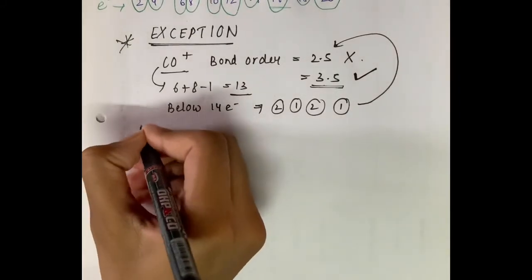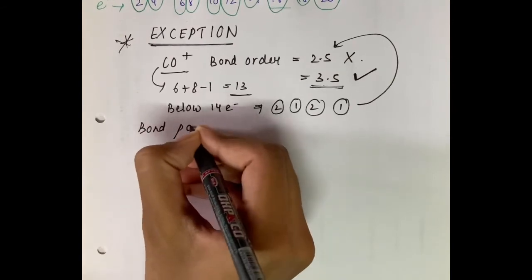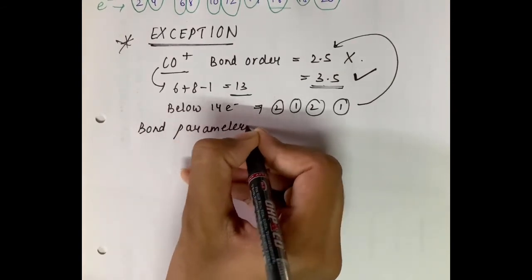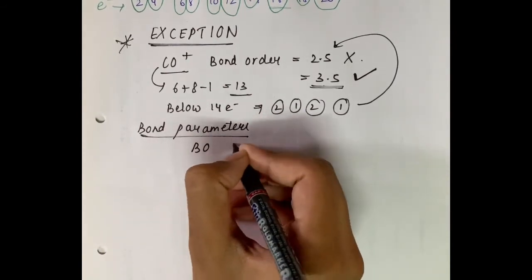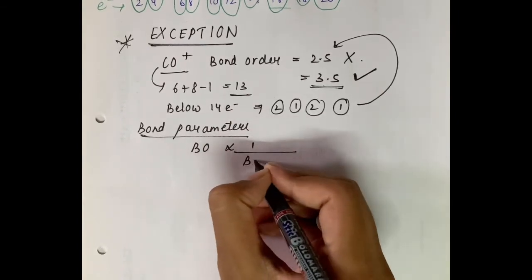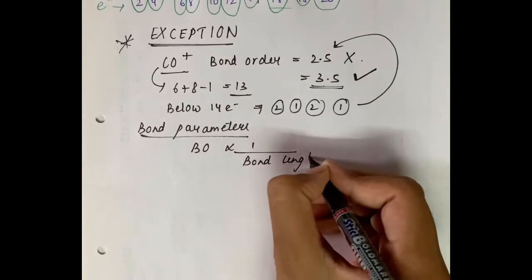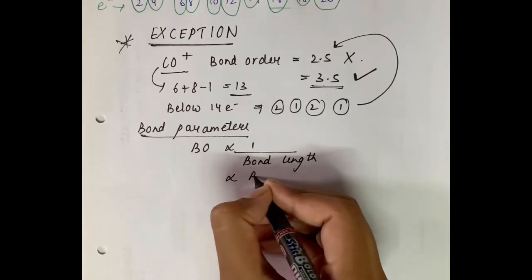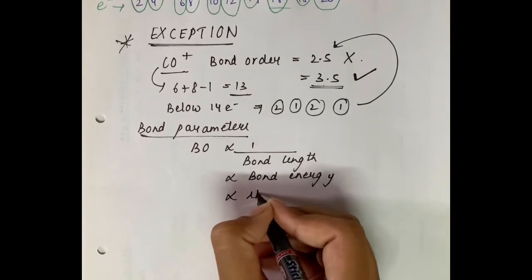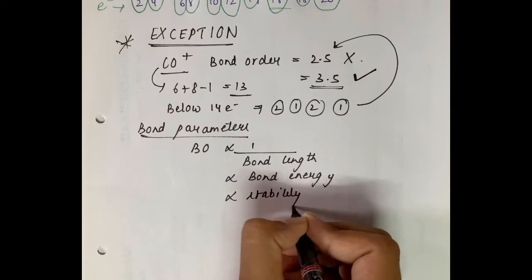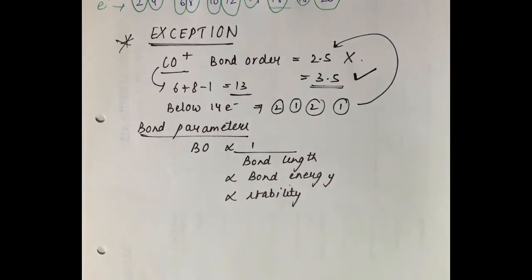Now, before ending the video, let's have a look at certain bond parameters. Remember that bond order is inversely proportional to bond length. That is, if the bond length increases, it means that the bond order decreases. Bond order is directly proportional to bond energy or bond dissociation energy, which means if the bond energy increases, the bond order increases. Also, bond order is directly proportional to stability. So, the more the bond order, the more the stability.